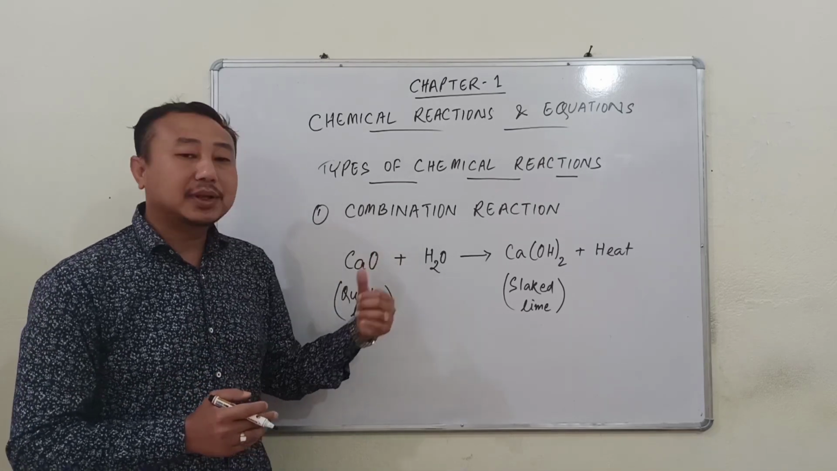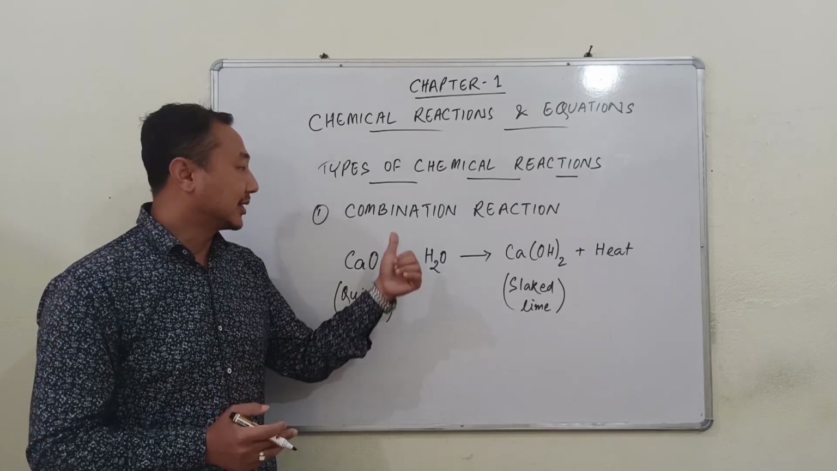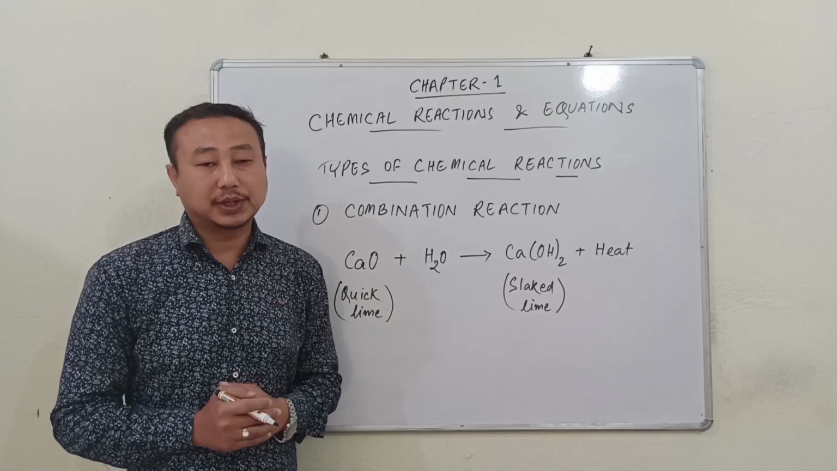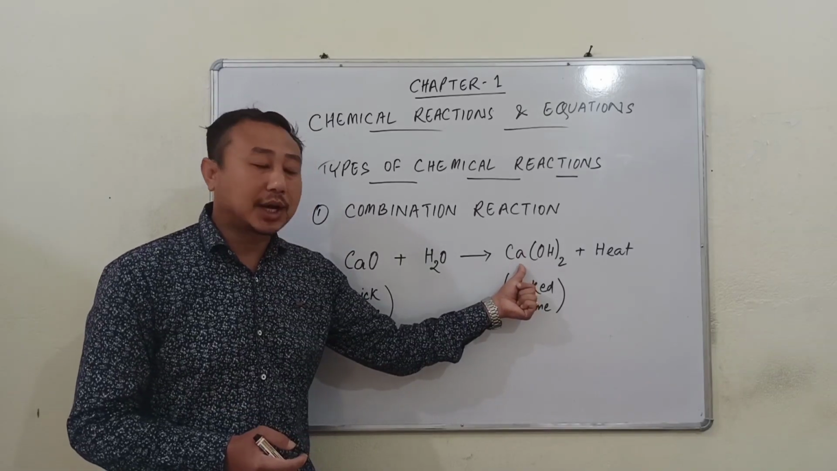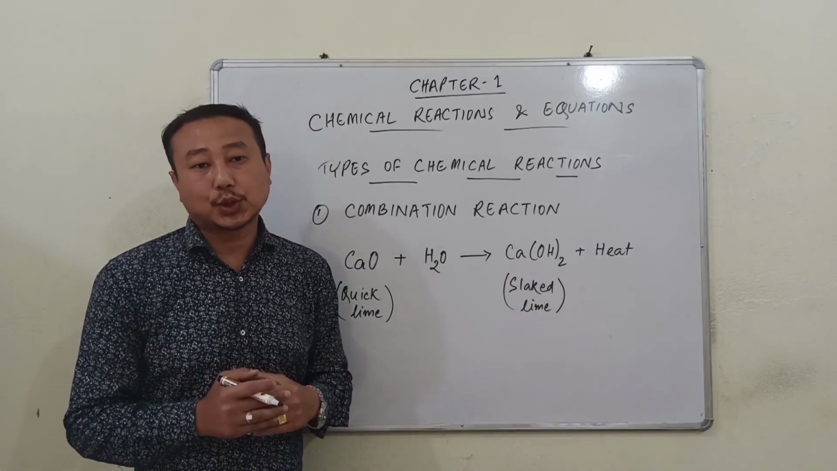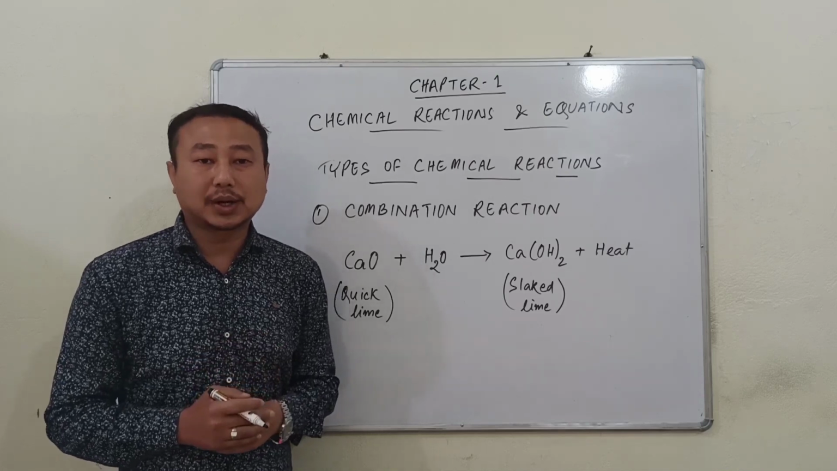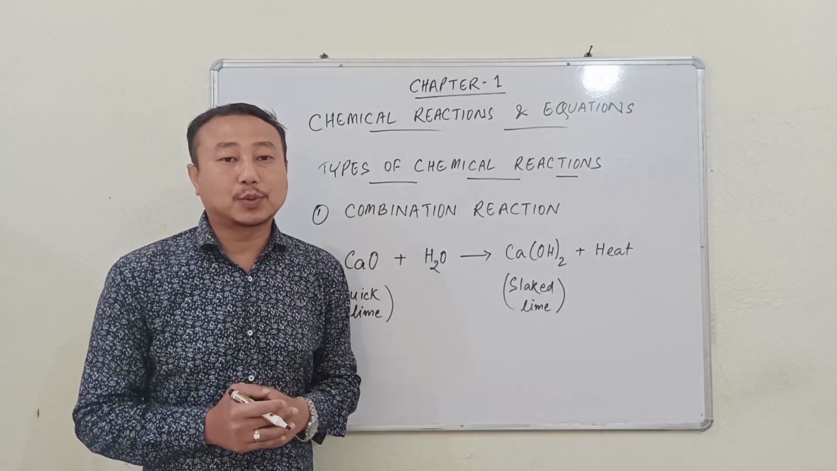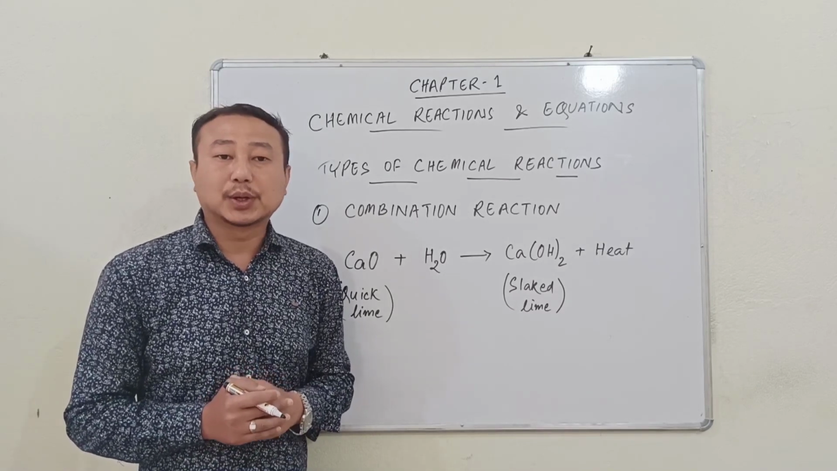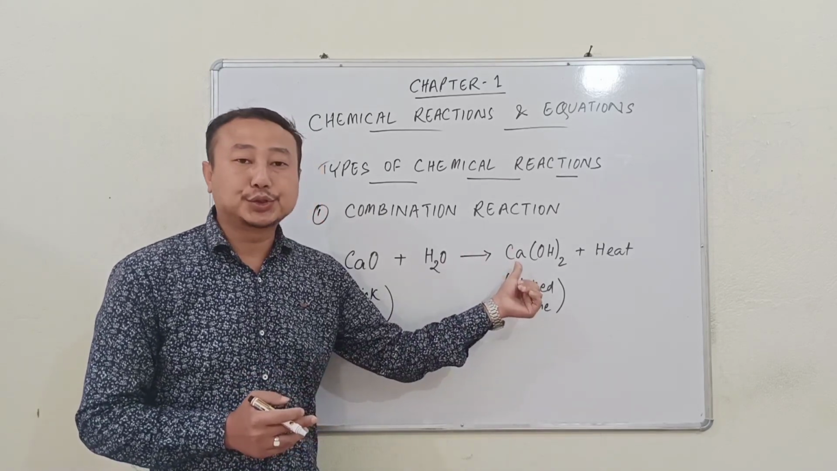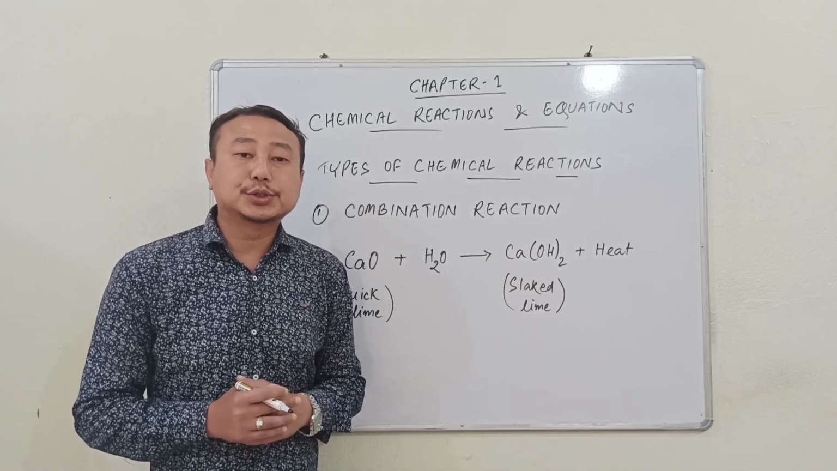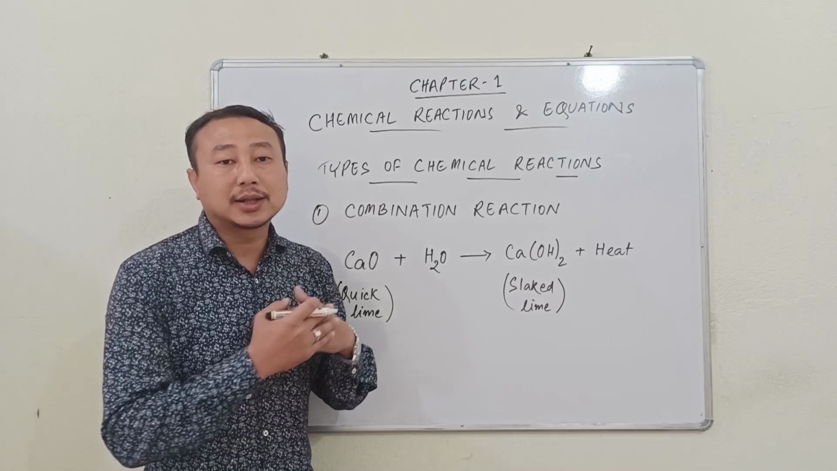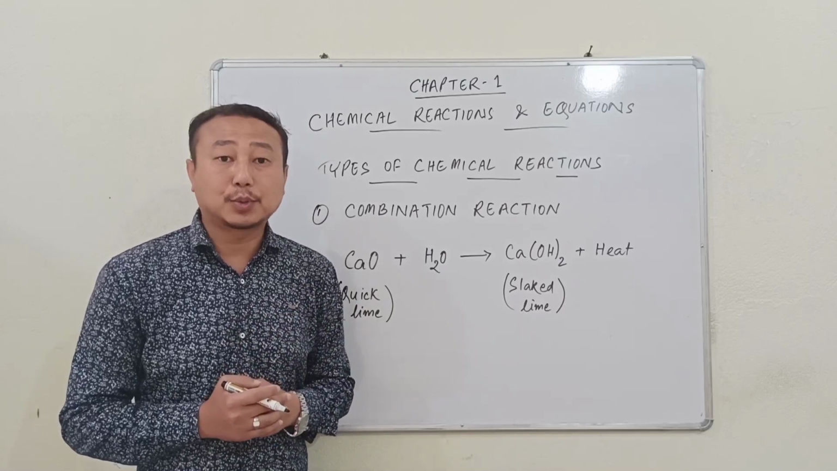So the example given on the board can be given as the example of a combination reaction as well as of an exothermic reaction. The calcium hydroxide that is formed here is in the form of a solution that is mixed in the water. This calcium hydroxide or slaked lime is used for whitewashing the wall. It is because the calcium hydroxide solution, when it is applied on the wall, slowly reacts with the carbon dioxide present in the atmosphere, forming another substance known as calcium carbonate.